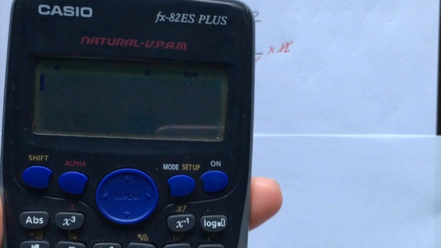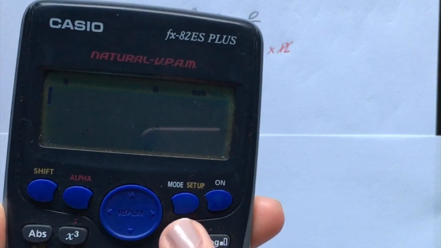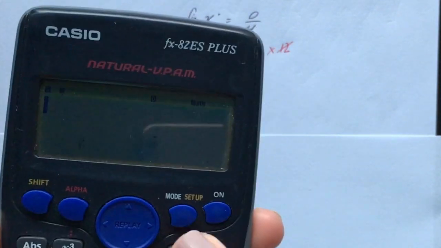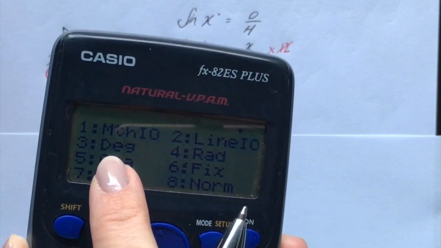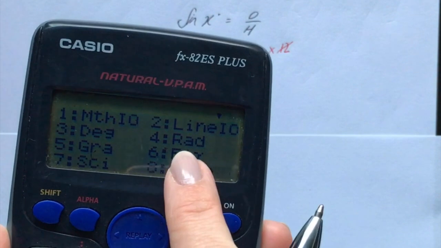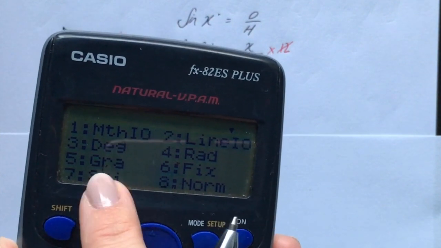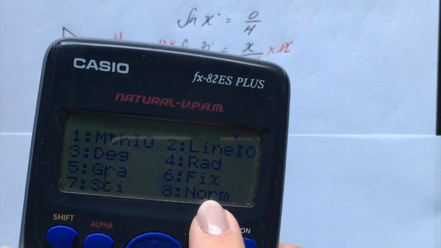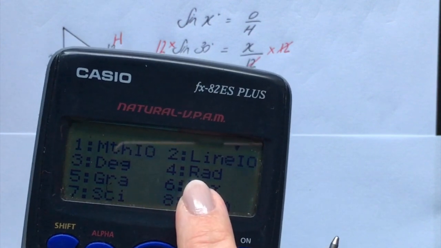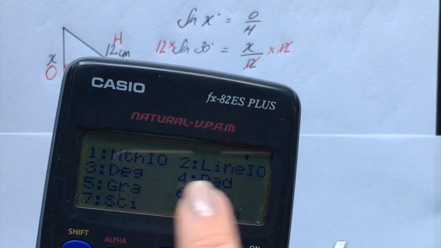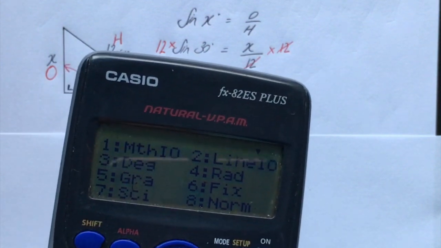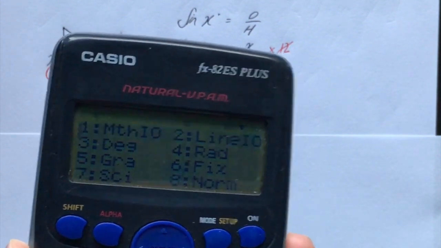On the Casio calculator, to double check that you are in degrees, press shift and then set up, okay, you can see it comes up here. 3 is the option for degrees, 4 for radians, 5 for gradients, and you've got all these other different options. With higher level maths at Leaving Cert, you'll deal with some radians, but if you're not doing higher level maths at Leaving Cert, then you only have to worry about your calculator ever being in degrees. So we're going to pick the number 3 option.